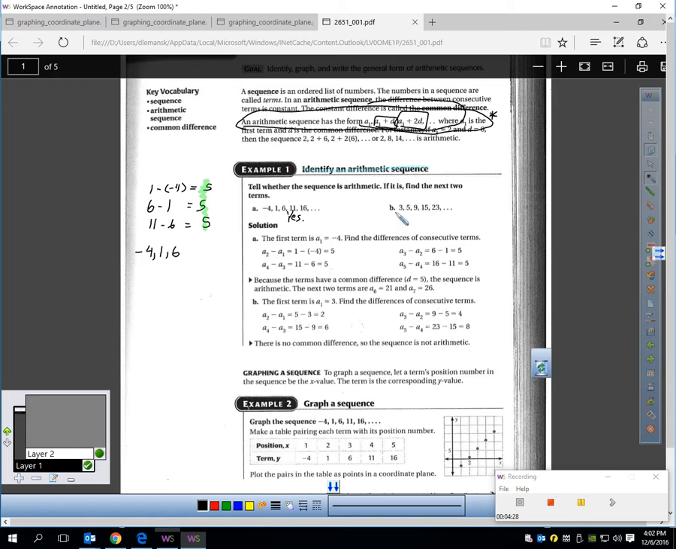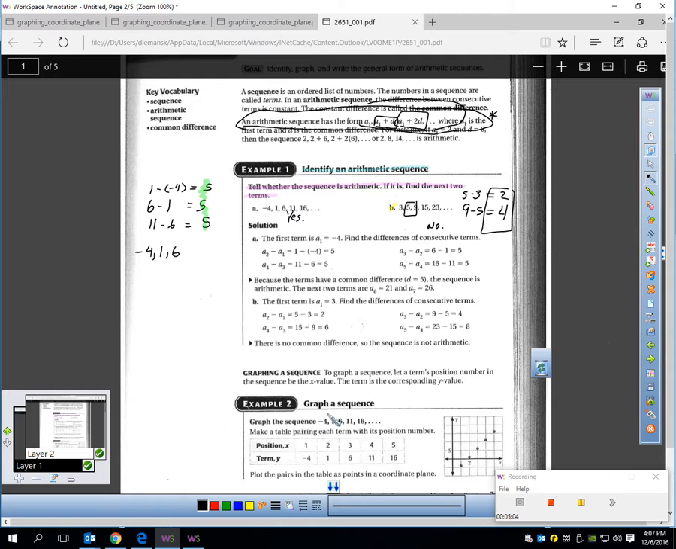Okay? Let's check to see if sample problem B is an arithmetic sequence. Well, let's try. 5 minus 3 would equal 2. So the first difference is 2. Let's try the next one. 9 minus 5 is 4. Well, nope. This is not an arithmetic sequence because I'm not getting the same common difference.